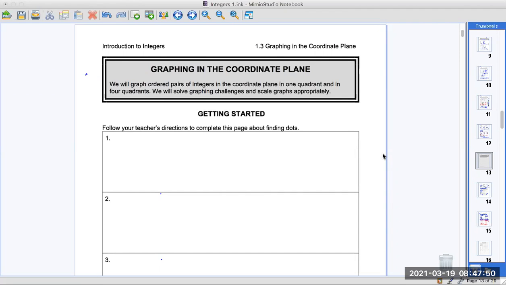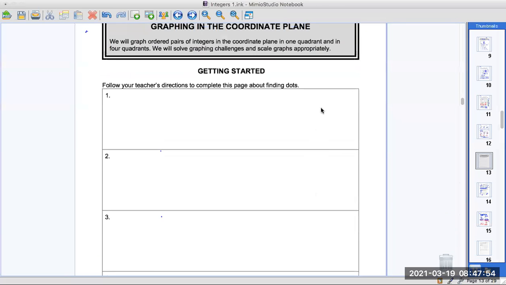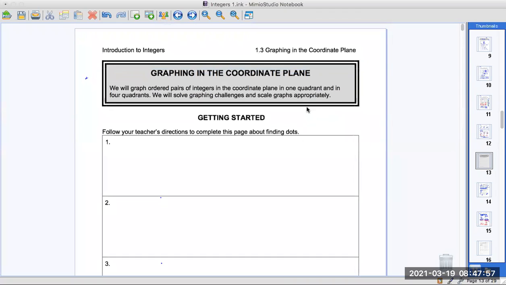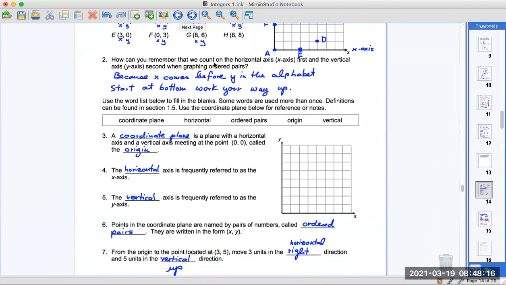It's green. It says Integers 1. So we're starting on page 10. We did this in class last time, and so this page should be filled out with your notes. So I'm going to put notes up here. That was the activity where you had to describe where a point was and write down your strategies here. So you have something already here. And then the same with the next page. We did that in class together.